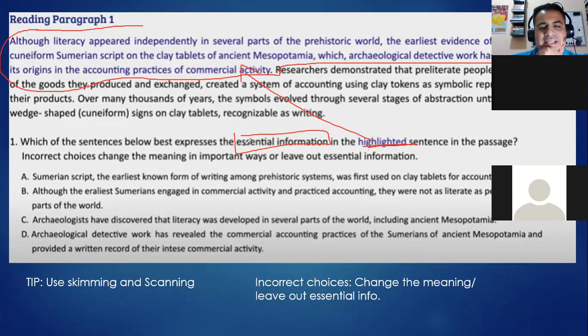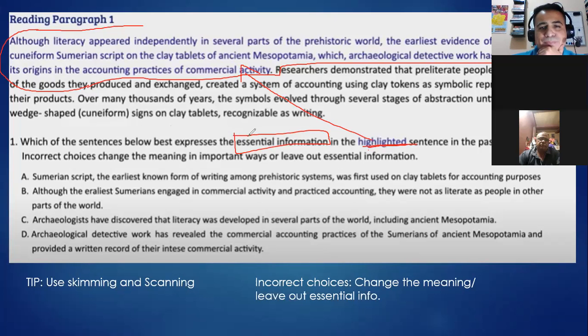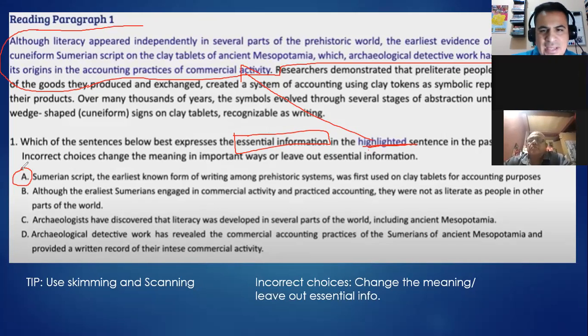Now, listen to this word. It says, which of the passages best expresses essential information, right? So, es decir, si no es esencial, when I read the answers, si no es esencial a esto, entonces la elimino, okay? That is what that means, okay?